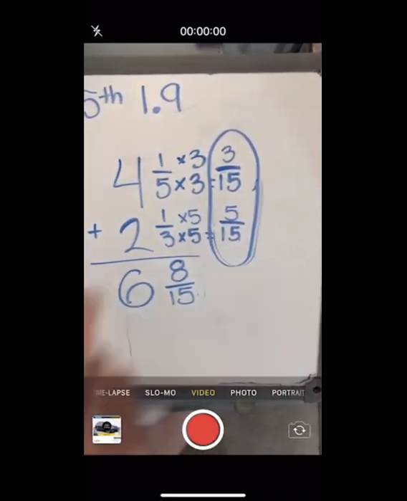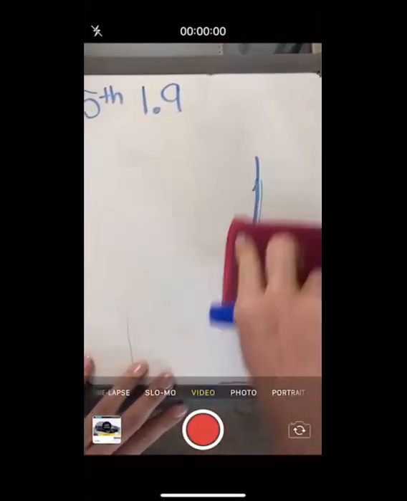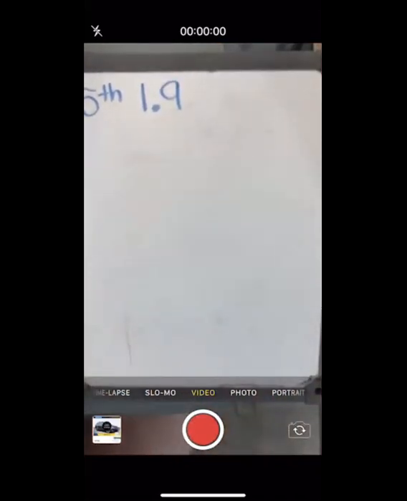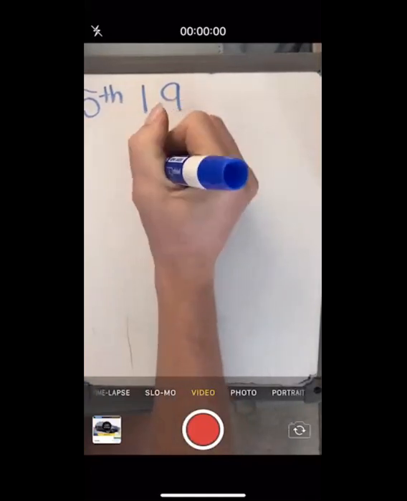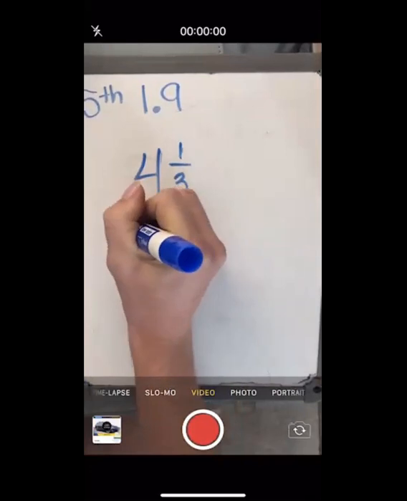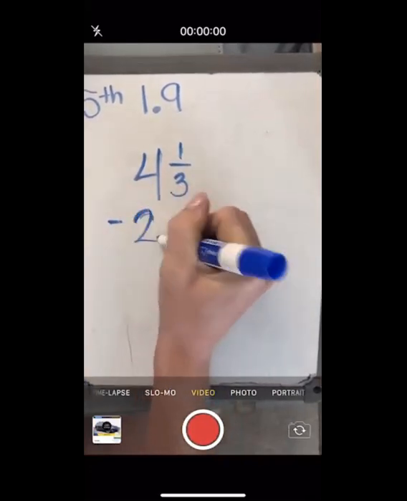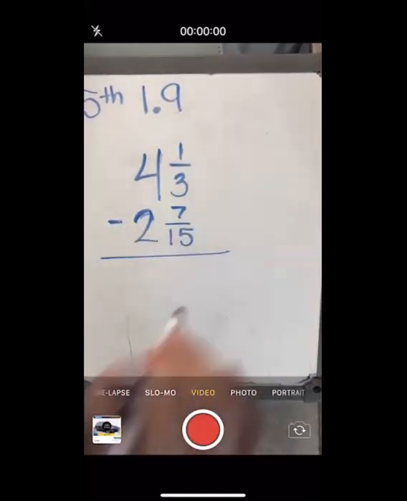Let's try one more. Let's do another subtraction one, and I want to practice one where we might have to borrow. Okay, here we go. 4 1/3 minus 2 7/15. Make sure you guys find a common denominator before you do anything.